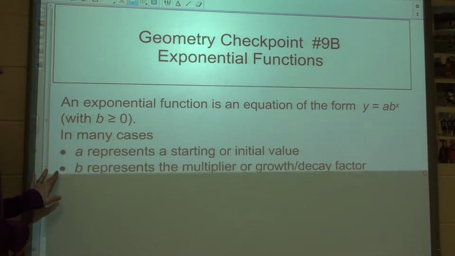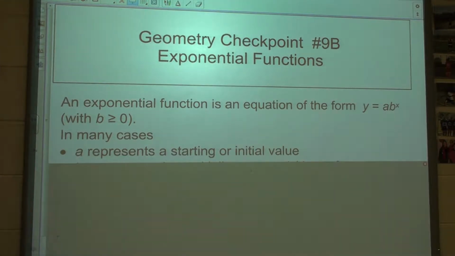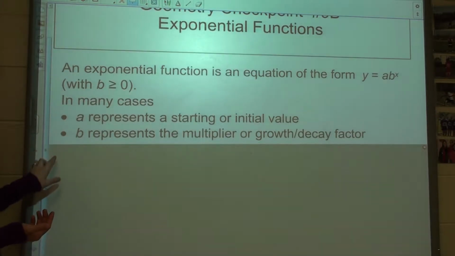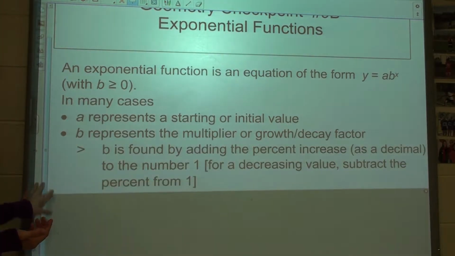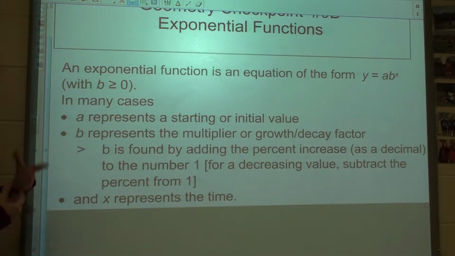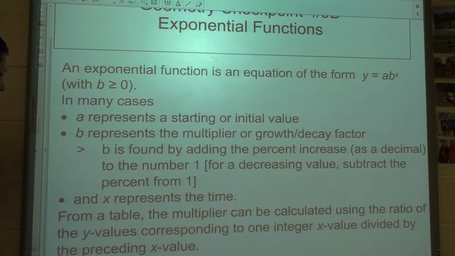Now, a in general will represent your starting or your initial value. B is going to represent your multiplier or your decay value. You can find b by either adding the percent increase as a decimal to the number 1, and for a decreasing value, you're going to subtract it from 1. And then x represents your time.